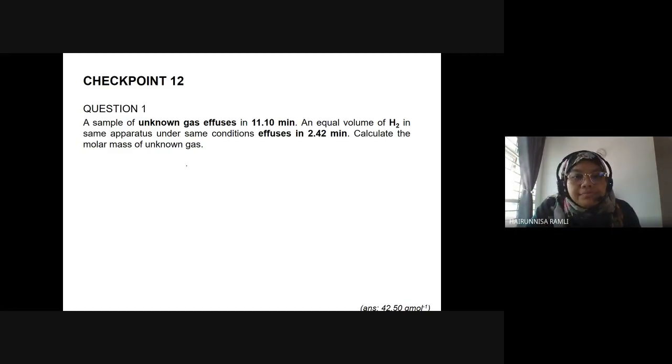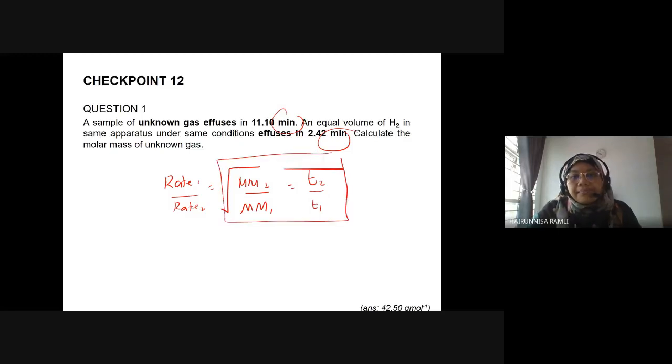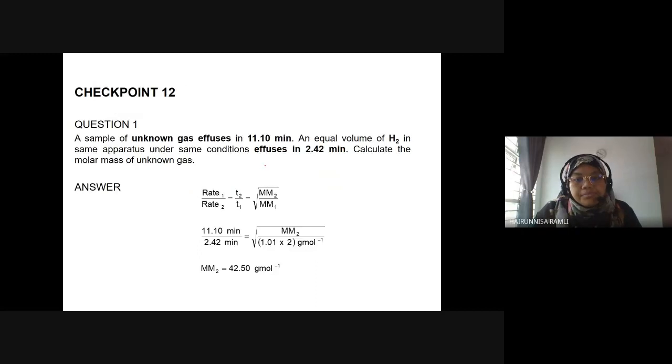Okay, so in general, rate 1 over rate 2 is equals to molar mass 2 over molar mass 1. Tapi dia dalam bentuk time. So here kalau time, you just T2 over T1 lah. So ambil yang ini saja kan. Okay, yang ni eh.